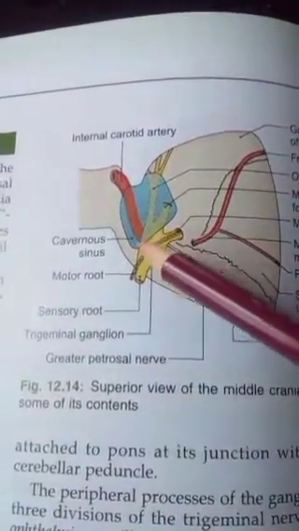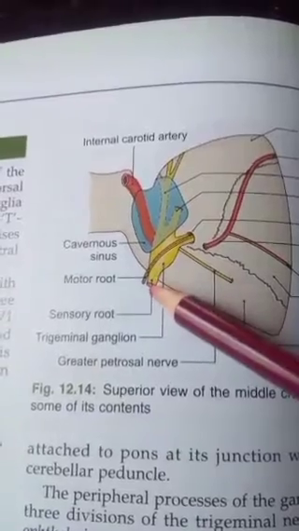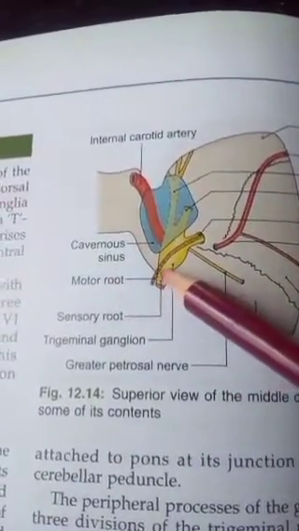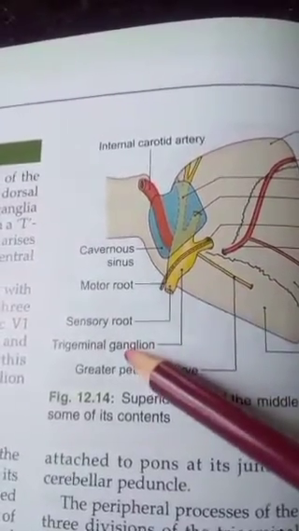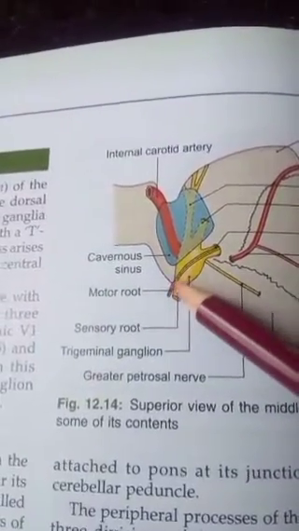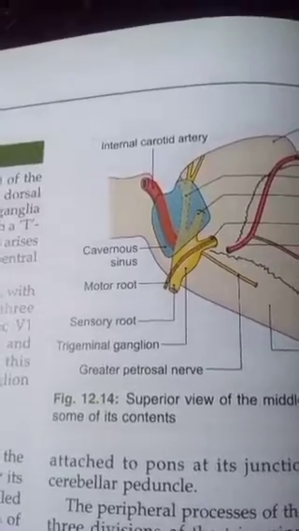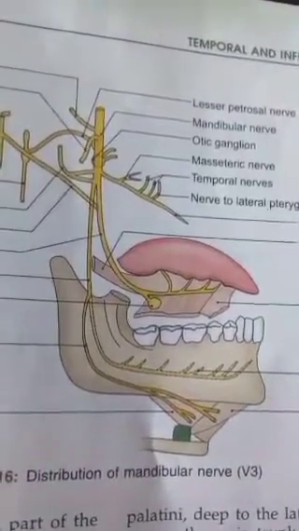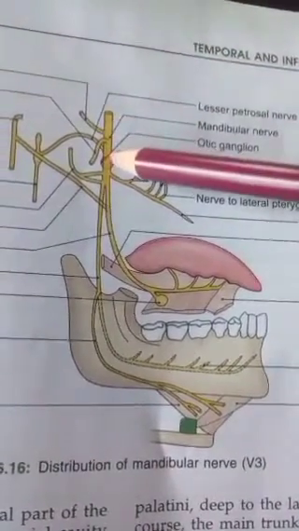The mandibular nerve begins in the middle cranial fossa by a large sensory root and a small motor root. The sensory root arises from the lateral part of the trigeminal ganglion, whereas the motor root lies deep to it. Both the sensory and motor roots pass through the foramen ovale. They unite with each other just below the foramen ovale and form the main trunk of the mandibular nerve.